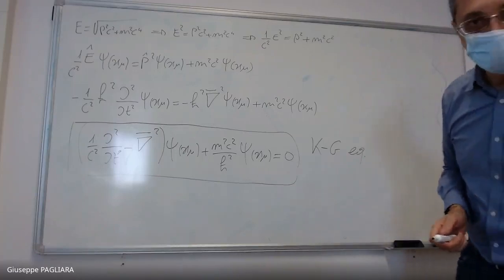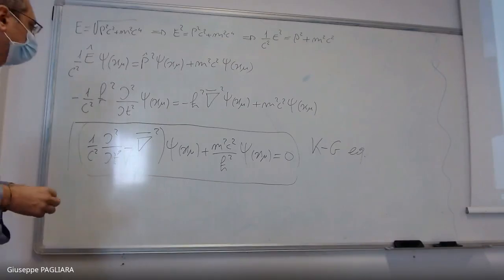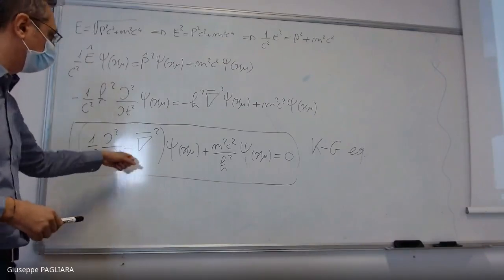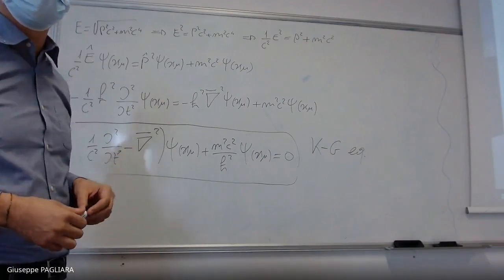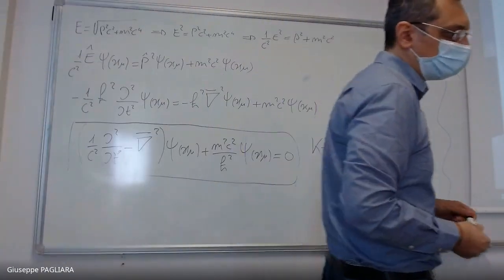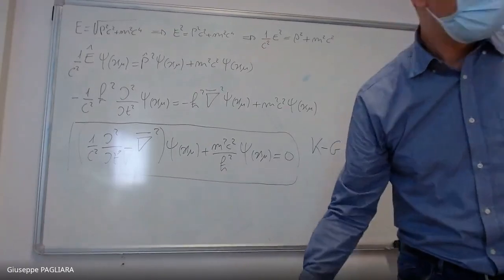So the question is, is this equation now Lorentz invariant? Yes, it is, because now both the time derivative and the spatial derivative come with the same order. They are both at the second order. Okay, let's now switch the slide.